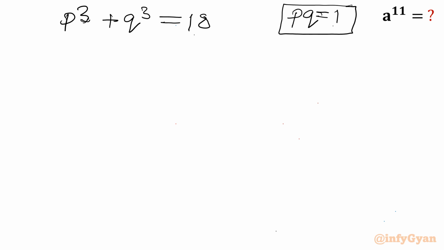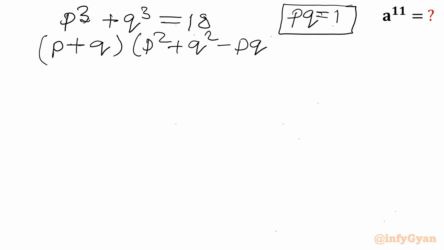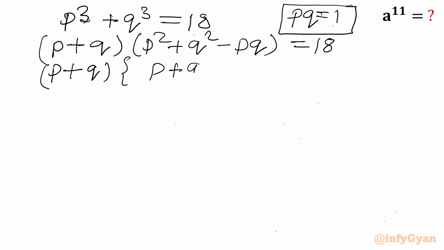Now a cube plus b cube, I will write the formula: p plus q in one bracket, and in the other bracket p square plus q square minus pq. RHS is 18. Now p plus q as it is. Here we can write p plus q whole square.